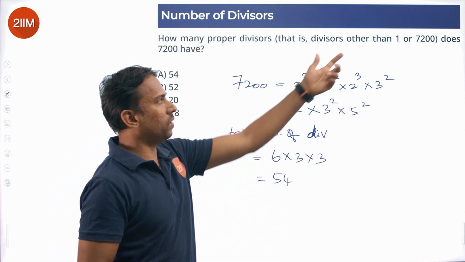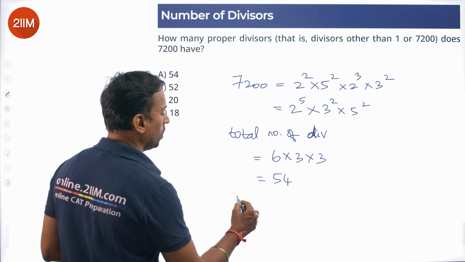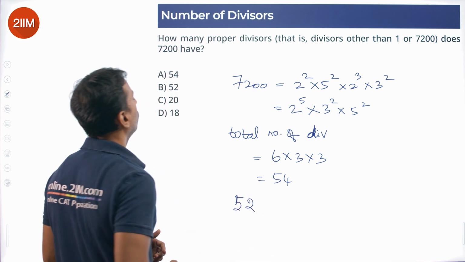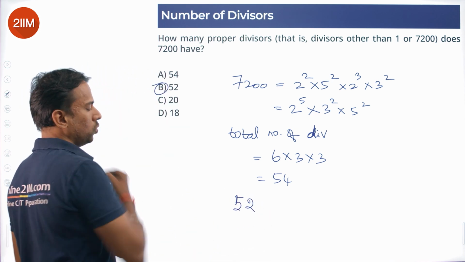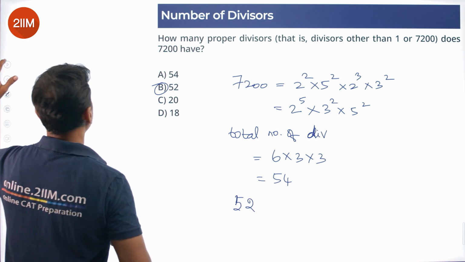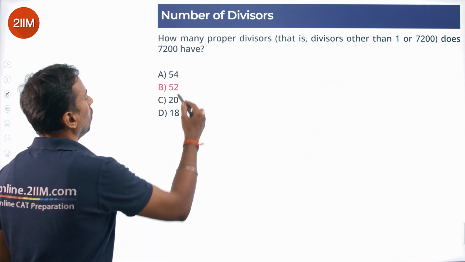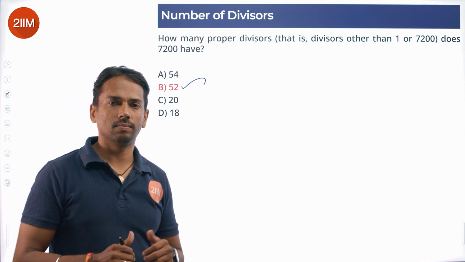But out of 54, if I am removing those two, the remaining will be 52. So 52, option B, should be the right answer. We'll check this. Yeah, option B, 52 is the right answer.